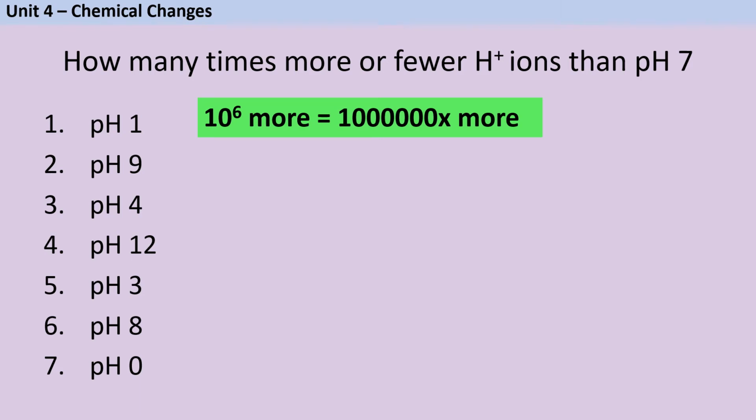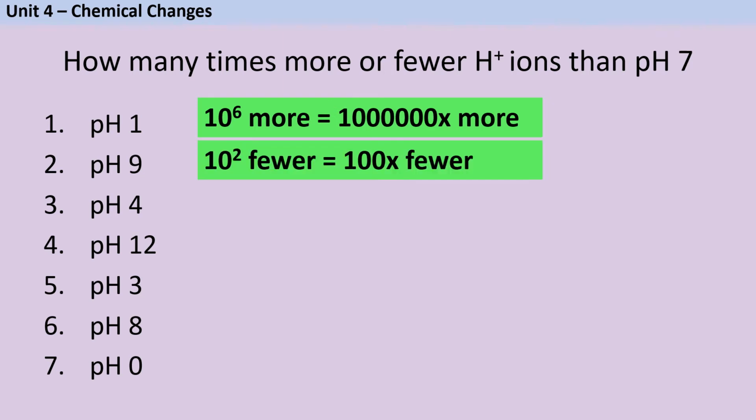pH 9 is 2 points higher on the pH scale than pH 7. So we're going to have 10 to the 2, 10 squared, which is 100, and because the pH is increasing, it will be 100 times fewer hydrogen ions.